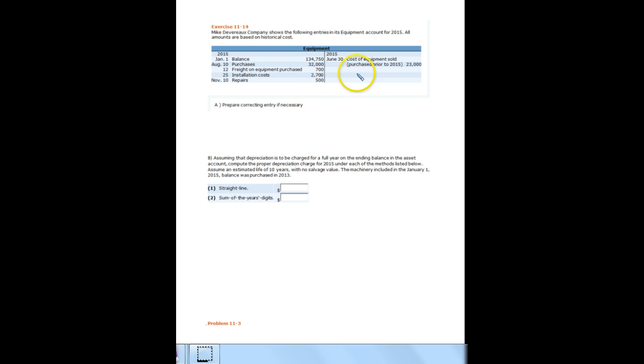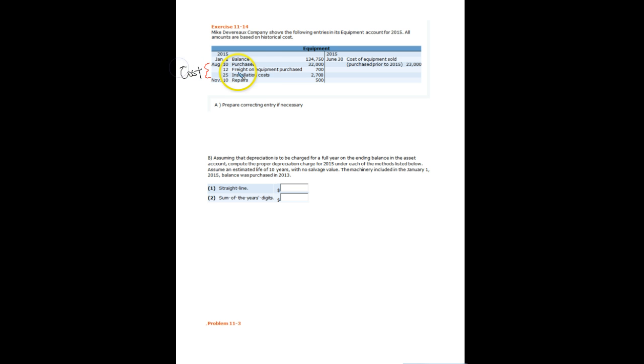Here's the narrative of the problem. We have a beginning balance. Looks like they had a purchase, they added freight and installation costs, they had repairs, and then they sold a piece of equipment. So we're to look at and determine if we need any correcting entries. So we might start with this purchase here and look to see, is this accurate? Should we have included freight in the cost? Should we include installation cost? So that gets back to the cost principle.